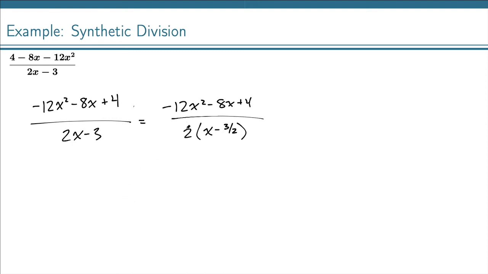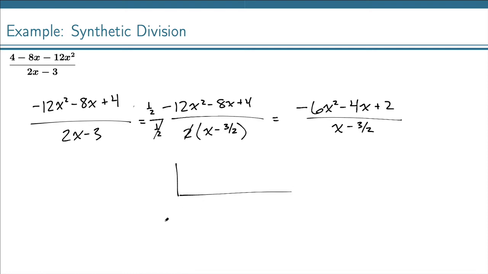Okay? Now I'm going to bring it to the top. Okay? And now another way of thinking about that is simply if I multiply the top and bottom by 1/2. Then in the bottom, it just cancels out, but now the 1/2 needs to distribute along the numerator. So I end up with -6x squared minus 4x plus 2 divided by x minus 3/2. Now we are ready to set up our synthetic division.